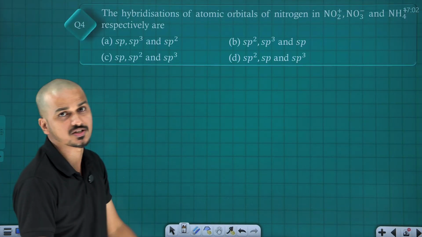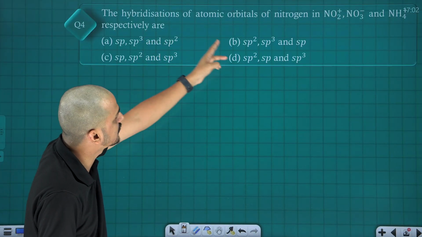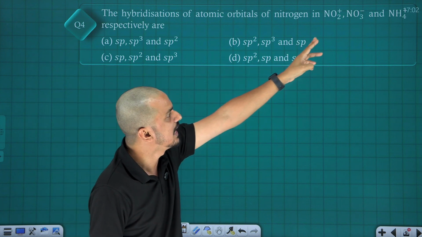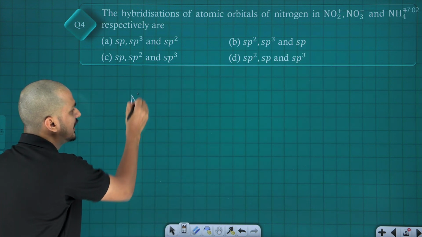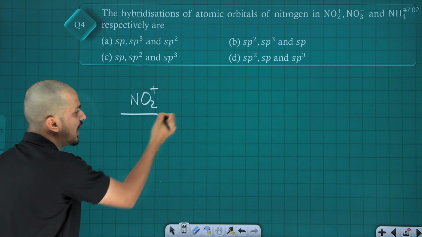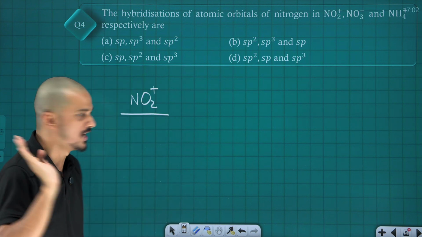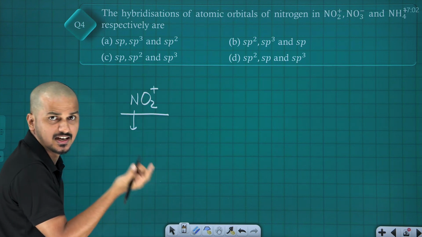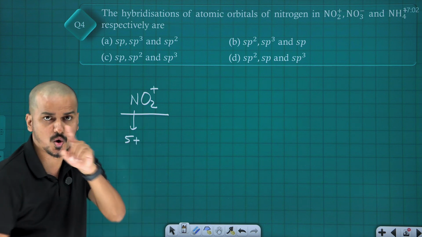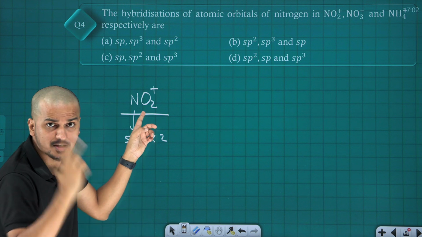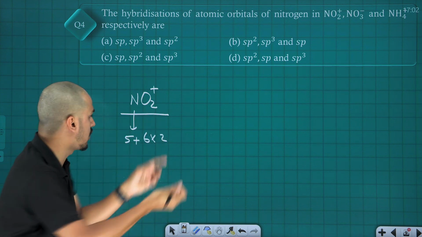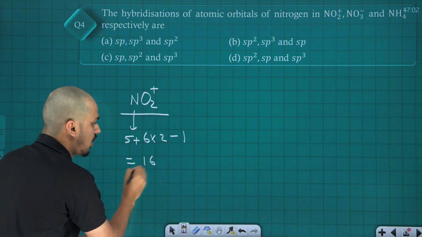Once we go to the next question, again the question is the hybridization of the atomic orbitals in NO2+, NO3- and NH4+. The same thing we can do. We just find the number of bond pairs and lone pairs. Nitrogen valence electron is 5. Oxygen is 6, 6 into 2, because 2 oxygens are there. Plus means 1 electron is missing, minus 1. So total 16.